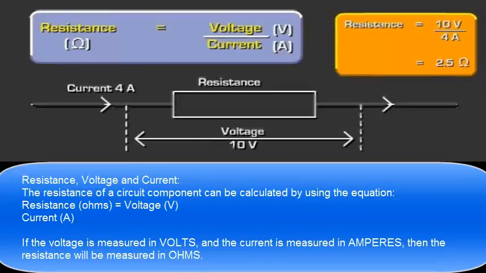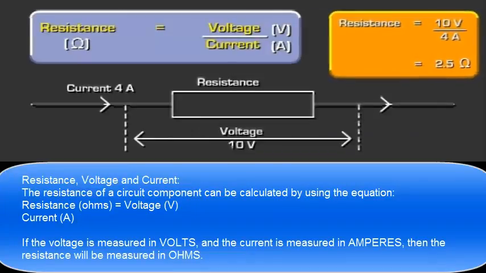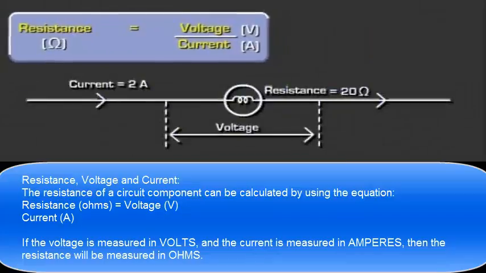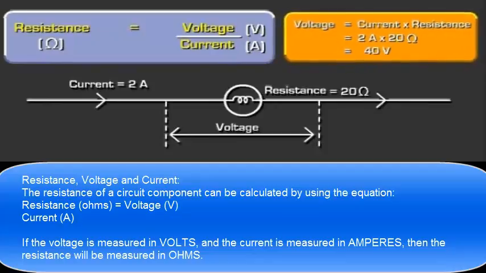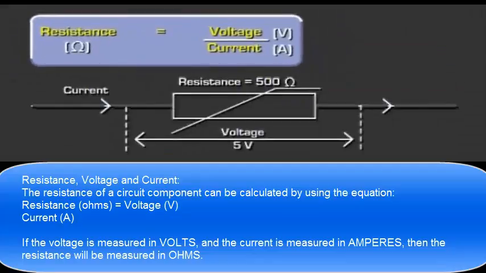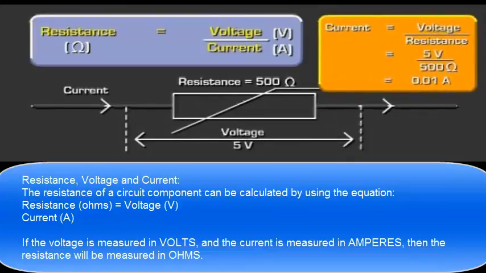Resistance, voltage, and current. The resistance of a circuit component can be calculated by using the equation resistance equals voltage divided by current. If the voltage is measured in volts and the current is measured in amperes, then the resistance will be measured in ohms.